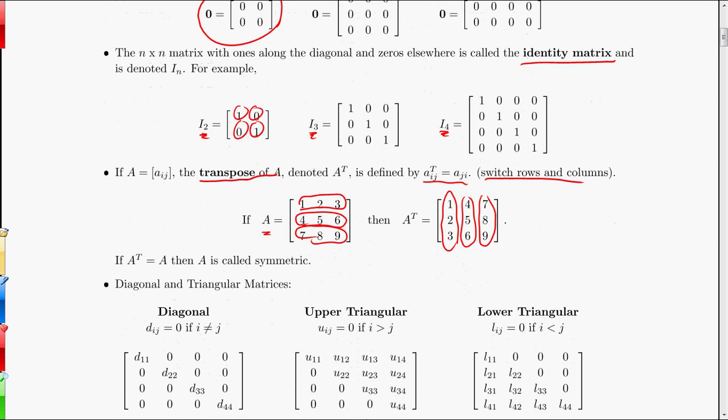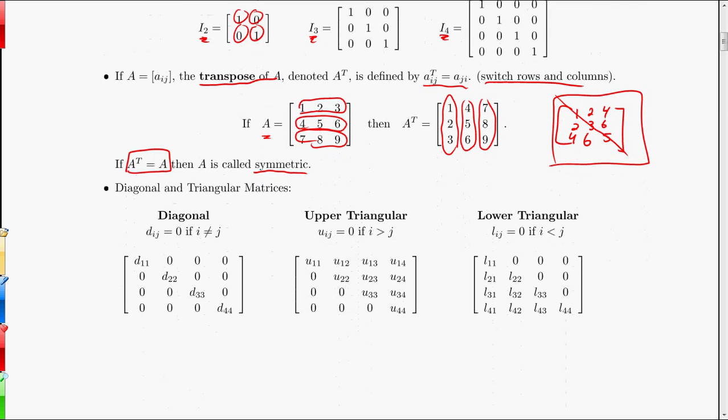Right, so you're just switching rows and columns. If a matrix works out such that the transpose is equal to the original matrix, we call that type of matrix symmetric. All right. For example, if you have 1, 3, 5, and you have 2, 4, 6, and then 2, 4, 6, this matrix is symmetric, right? You can sort of tell by looking at it. You get a mirror reflection across the main diagonal.